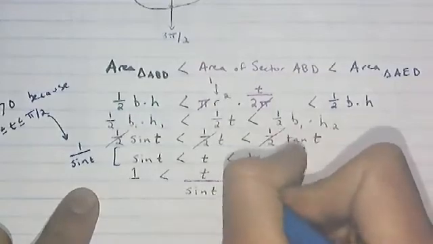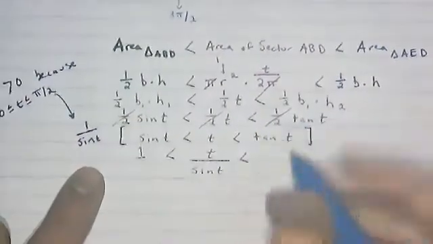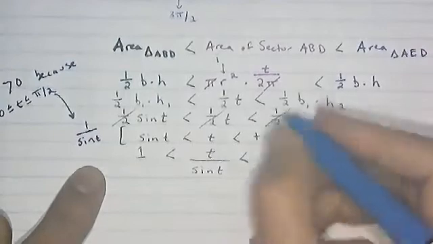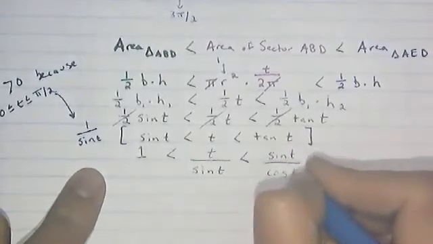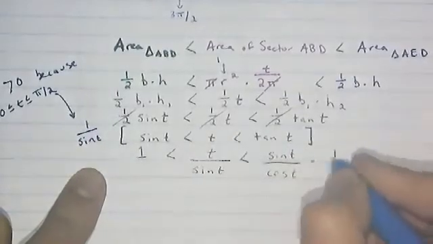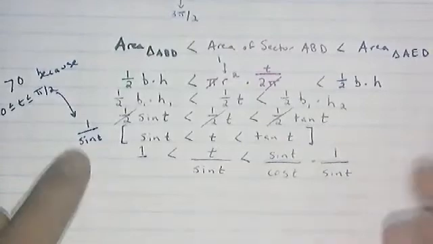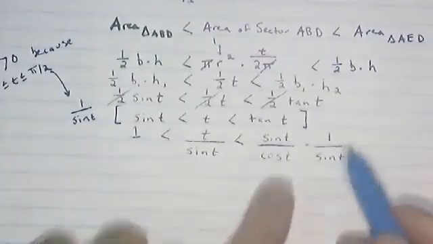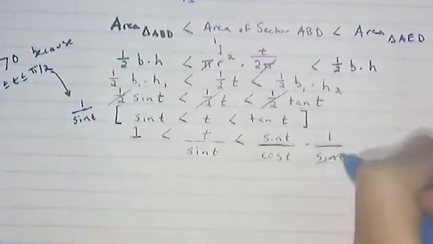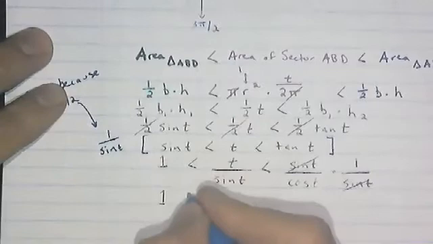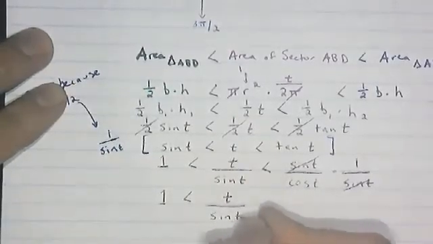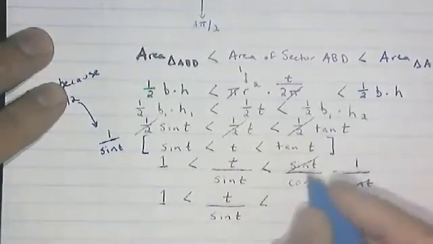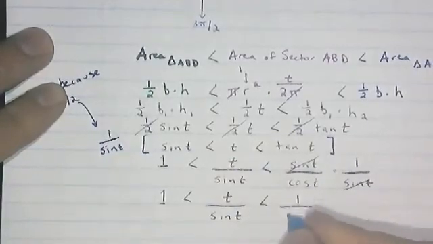And this last part, I'm going to do a quick substitution and call the tangent of t the sine of t over the cosine of t. And we're multiplying by 1 over the sine of t. Oh, the sine of t's go away. And now we've got that 1 is less than t over the sine of t, which is less than 1 over the cosine of t.